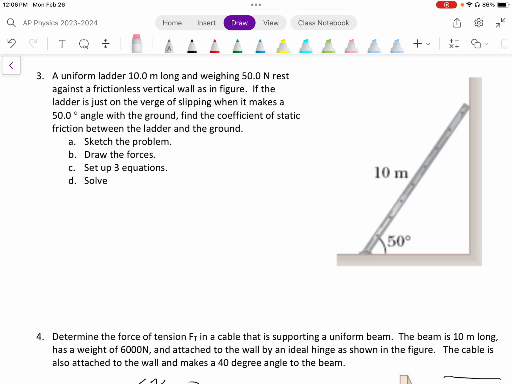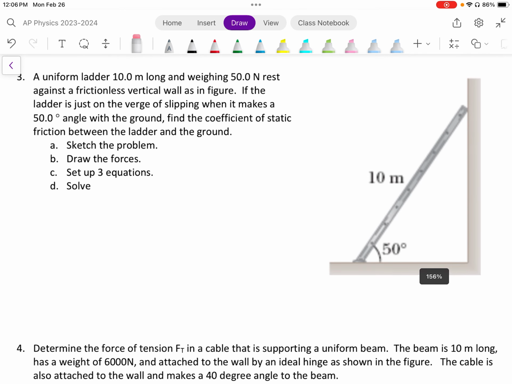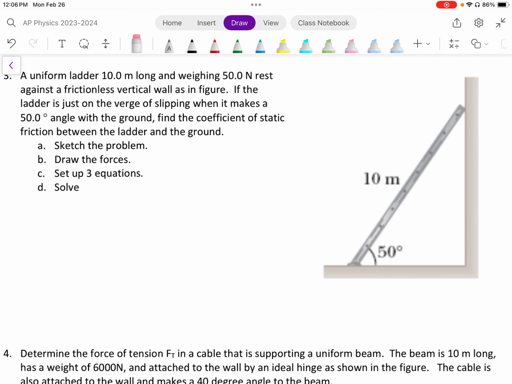I have a uniform ladder of 10 meters long and it weighs 50 newtons. It's resting against a frictionless vertical wall as in the figure. If the ladder is just on the verge of slipping, when it makes contact with the ground at 50 degrees above the ground, find the coefficient of static friction between the ladder and the ground. So here's a problem. Sketch the problem. Someone's already provided us a sketch.